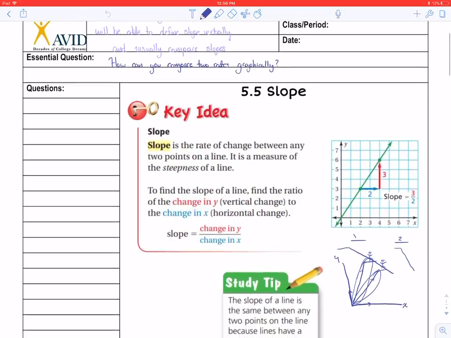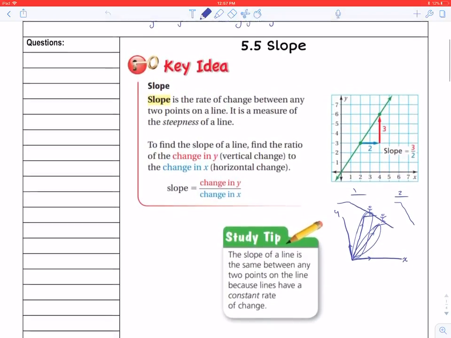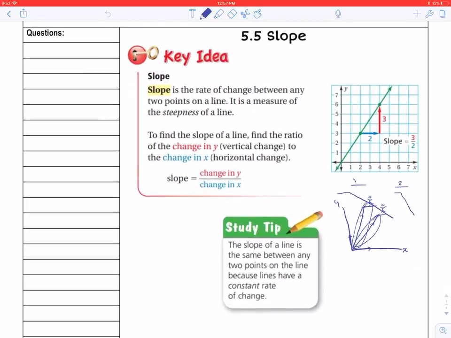So let's go ahead and begin just by reading the definition here provided for slope. So here, slope is the rate of change. That's very important right here. That's how we would describe slope, is the rate of change between any 2 points on a line. It is a measure of the steepness of a line.